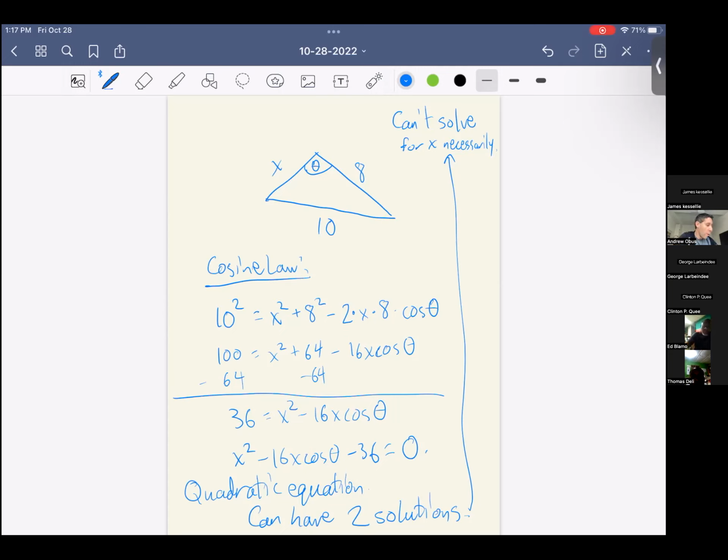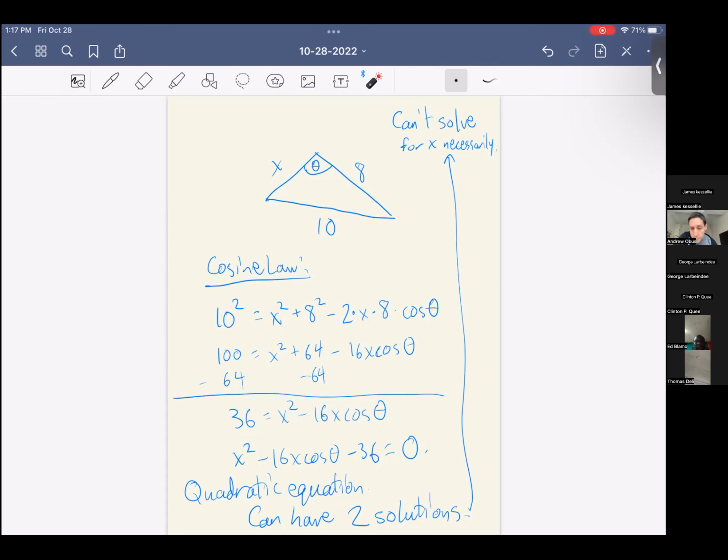So depending on what the angle theta is, you might get 2 positive solutions, or you might get a positive and a negative solution. And so that's the problem. When the angle is not the angle in between the 2 sides, then you're sometimes in trouble. You might not be able to solve. But when the angle is the angle between the 2 sides, then you can always solve. Then it's always okay. Yes, this is a great question.